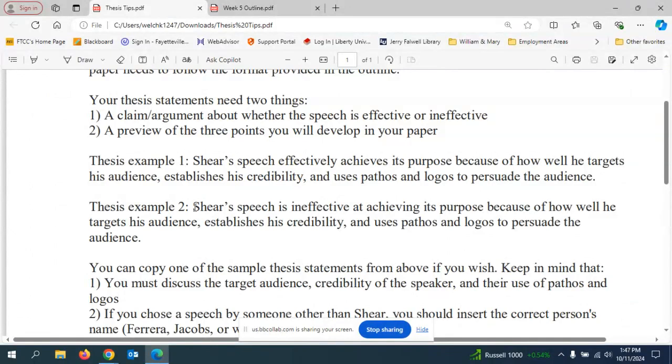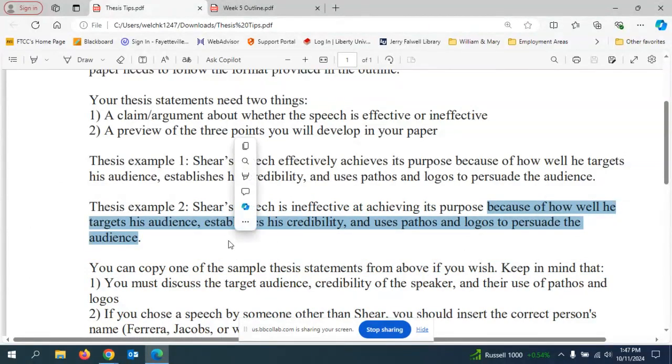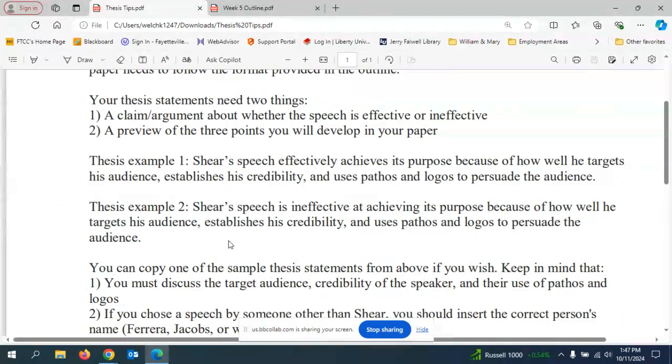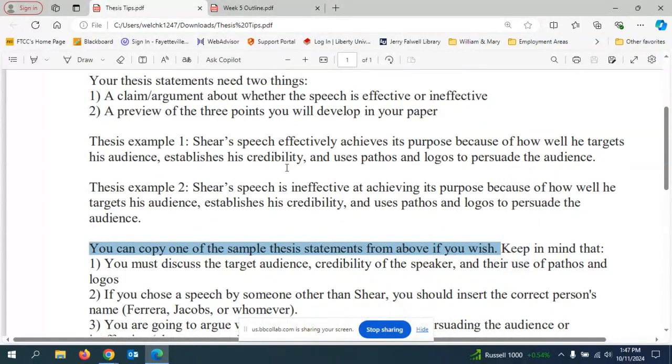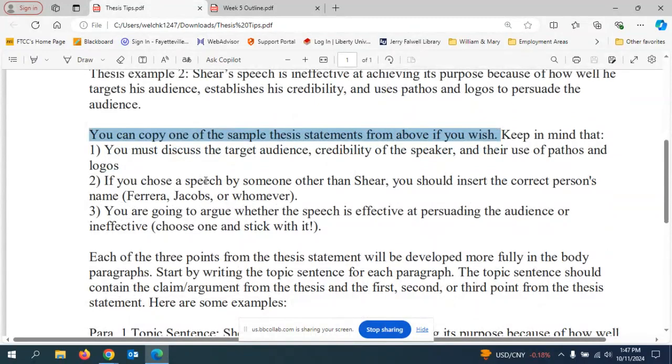Now, I could have said, Scheer's speech is ineffective at achieving its purpose. There I'm making a claim, right? I'm just changing whether it's effective or not, but I'm going to keep the 3 points because those are the 3 points I have to discuss in the paper. So I strongly urge you to copy one of the sample thesis statements from above, because it clearly discusses the 3 things that you need in your paper, and it makes a claim about whether it's effective or ineffective. The only thing you might have to change really is the author's name. Okay, so you can copy one of those sample thesis statements from above and do it word for word if you wish.